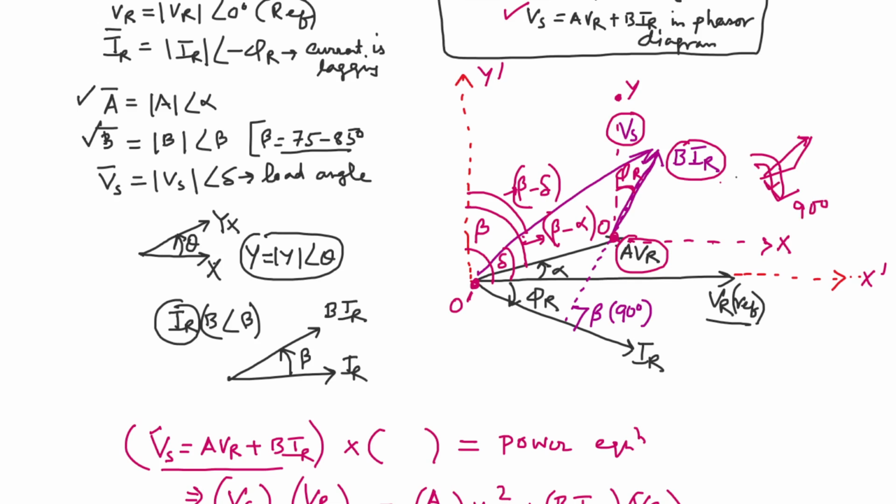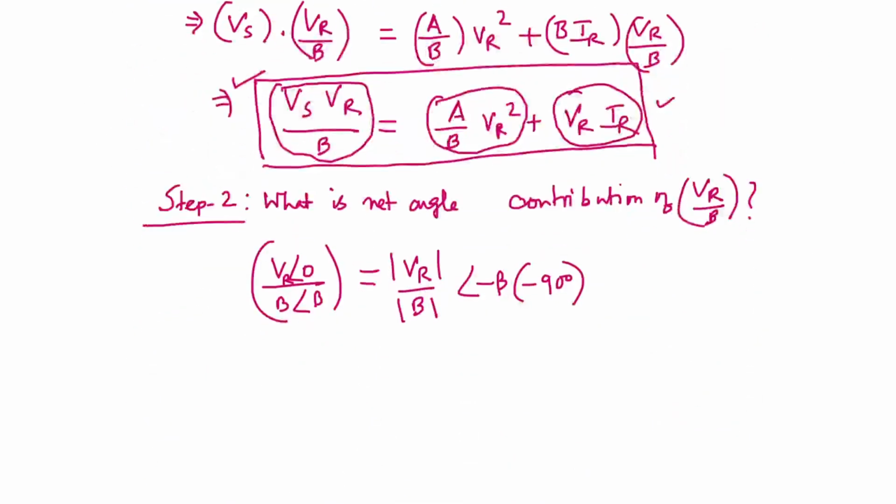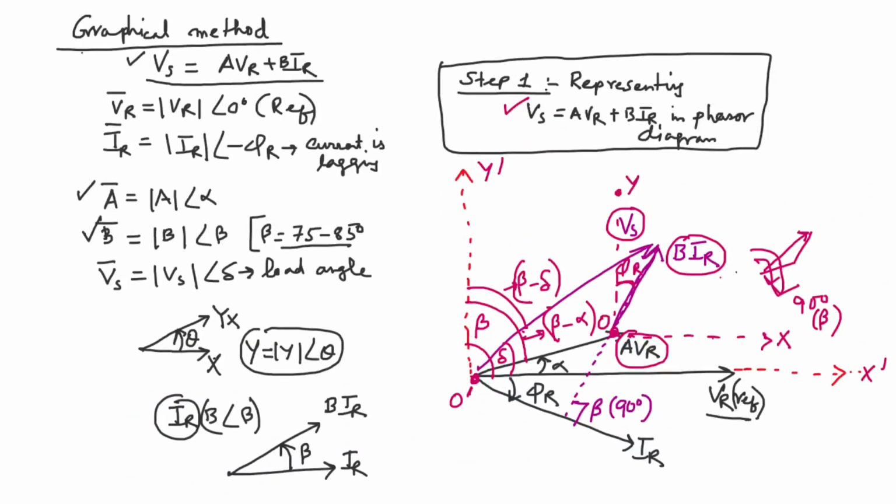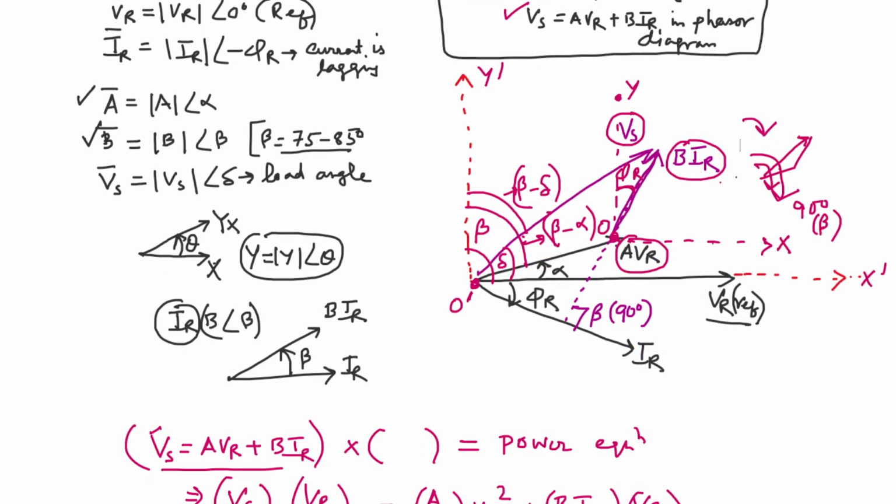Why 90 degree? Because I told you, you consider beta equal to 90 degree for the sake of clarity and better understanding. Now why in this direction? Because it is contributing minus beta, and minus beta means clockwise direction. So in the next step, we shall see that this entire assembly will be rotated by an angle of 90 degree. So let me rotate this entire diagram by 90 degree one by one.